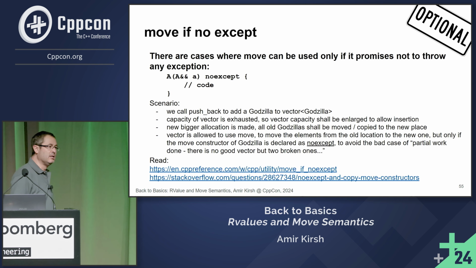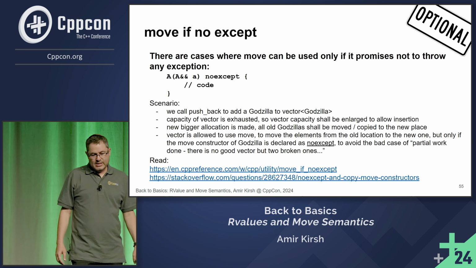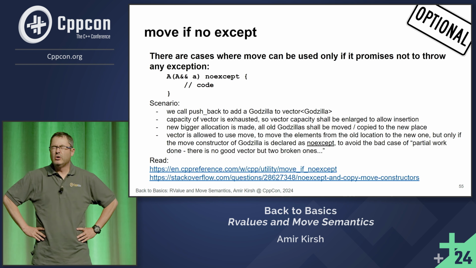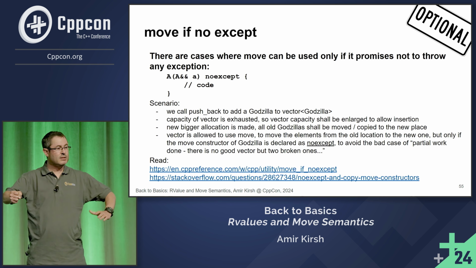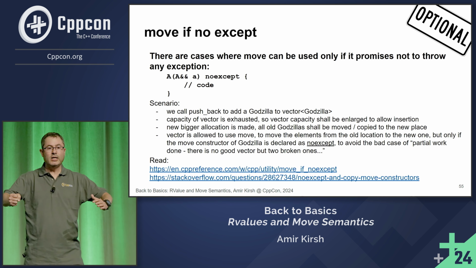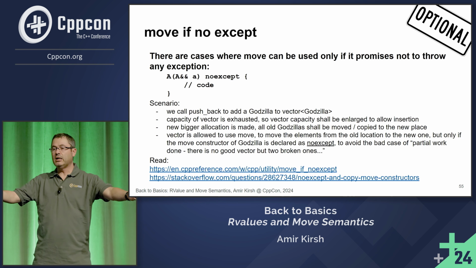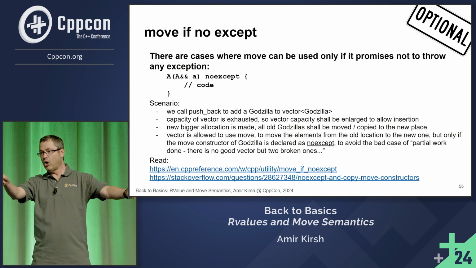A few words about move_if_noexcept. If you remember, I added noexcept on the move operations. There is a reason for that. The story goes like this, and I will do it quite quickly. Let's assume that I have a vector, and the vector's capacity is exhausted. I push back. There isn't any space in the vector capacity, so I need to create a new allocation. What should I do with the currently available items that are in the old allocation?